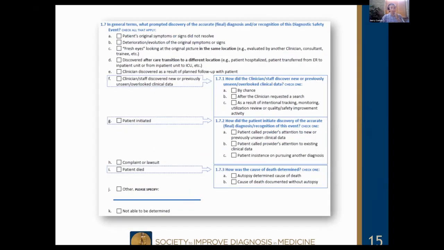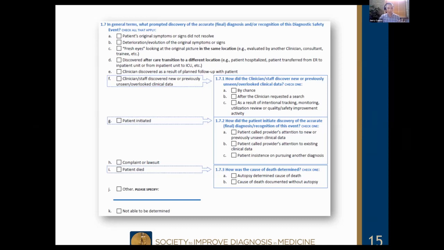So this one talks about what prompted discovery of the accurate final diagnosis, okay? So you'll see here, there are certain things: patient's original symptoms did not resolve, deterioration of the symptoms, fresh eyes, but what I want to point you to is item G, patient initiated, right? So if you select that, they suggest collecting information on how did the patient initiate discovery of the accurate final diagnosis.